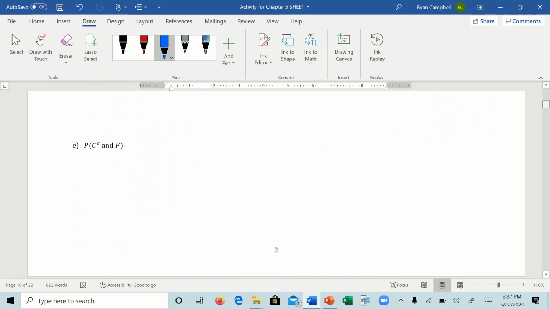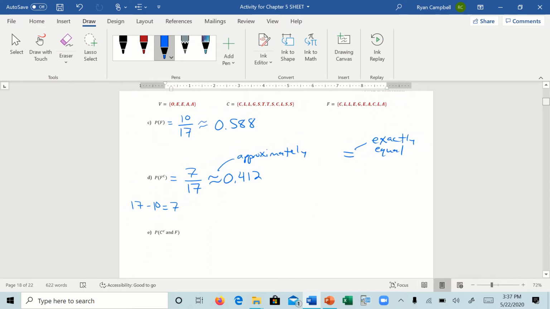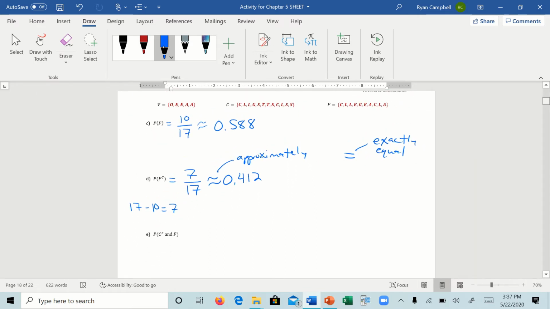All right. So now we have the complement of C and F. Well, I guess, first of all, let's also notice something, right? If there are 10 letters in F, it also makes sense that there would be 17 minus 10, which is 7 letters in its complement, right? So we also could have done it that way.